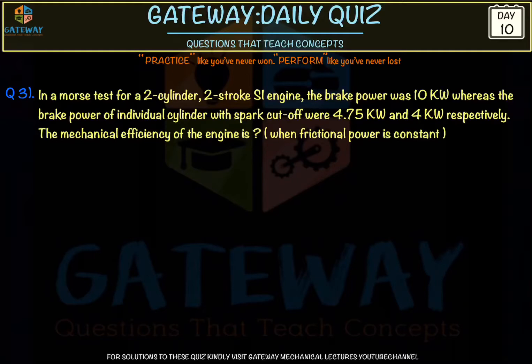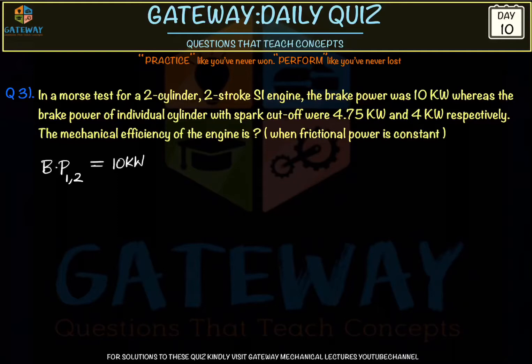The brake power was 10 kilowatts, for the 2 cylinders together, which we represent by 1,2. And how will we calculate the brake power for an individual cylinder? Suppose we are calculating for cylinder 1, then we cut off the fuel supply to cylinder 2, such that the total power to the crankshaft is given only by the first cylinder.